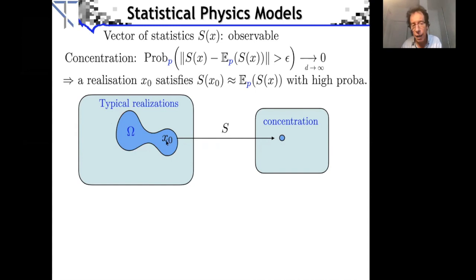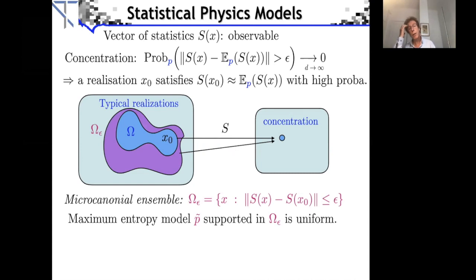Now, if I take any typical realization x0, it's going to be mapped very close to the mean with high probability. Now, how can you build a model? You can consider the set of all possible data elements whose statistics are close to the statistics of the particular x0. And you can now build a maximum entropy model, which has maximum entropy and therefore a uniform distribution over this set because it's bounded. And that provides you a model of the true distribution.